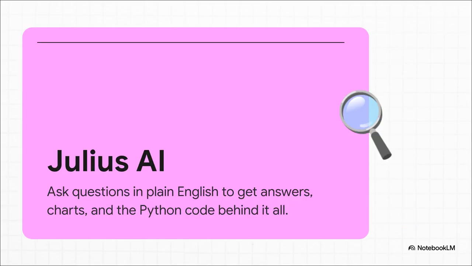So with Julius, you upload your file and you just start talking to it. You can ask, what was our revenue by year? And boom, you get a summary, you get a chart, and here's the really cool part for you data nerds, it gives you the exact Python code it used to get the answer. That's awesome for checking the work or even learning the code yourself.